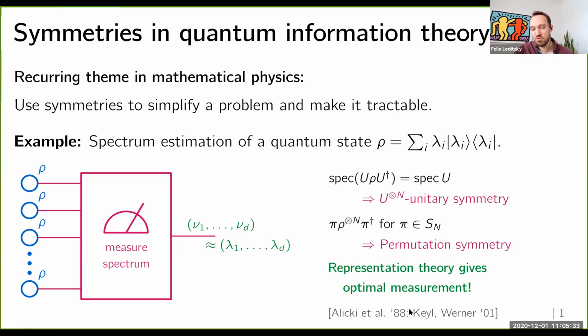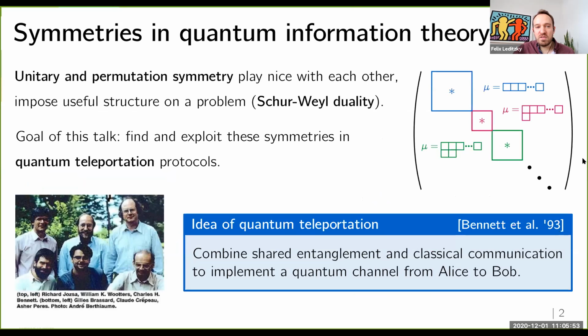And this was done by two very important papers by Leditzky et al. in the 80s, and then Keyl and Werner some 10 years later. This is a very nice example where using the symmetries that you have in the problem lets you find an optimal way to solve this problem, information theoretically speaking. The reason why this works so well is because these two symmetries, the unitary symmetry and the permutation symmetry, play nicely with each other in terms of the representation theory involving the two groups. There's a thing called Schur-Weyl duality, which imposes a nice structure on the problem that you can exploit in the mathematical explanation. And I will tell you later how that actually works.